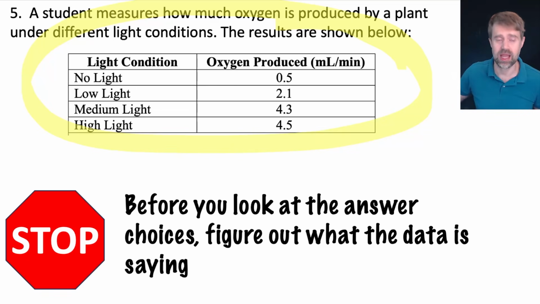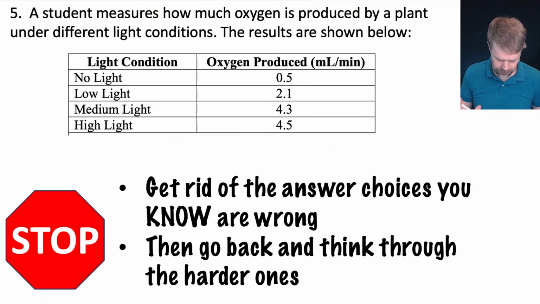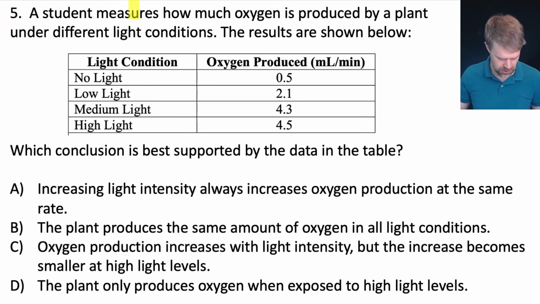Okay? Don't look at the answer choices. Ask yourself, what is this saying? Then, after you know what the information is saying, you're going to get rid of the answer choices you know are wrong, and then you're going to go back and think through the harder ones. Let me show how we do this. Here is what the strategy looks like. Ignore the answer choices. What is the data showing?